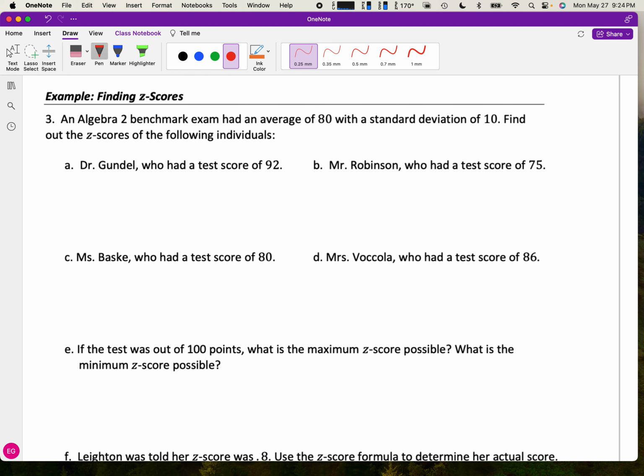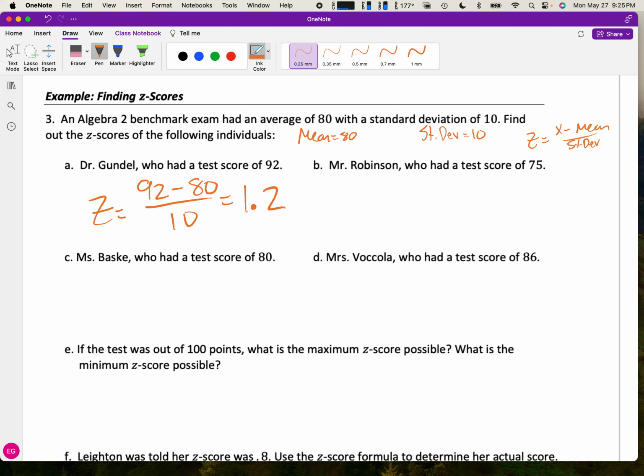All right. An example. An Algebra 2 benchmark exam had an average of 80 with a standard deviation of 10, and we want to find the following z-scores of all of these people. So first, we've got our mean of 80, and our standard deviation is 10, and we know that the z-score formula is x minus the mean over the standard deviation. So, Dr. Gundel: z equals our score of 92 minus 80 over 10. Dr. G must be super smart or something. That equals a z-score of 1.2.